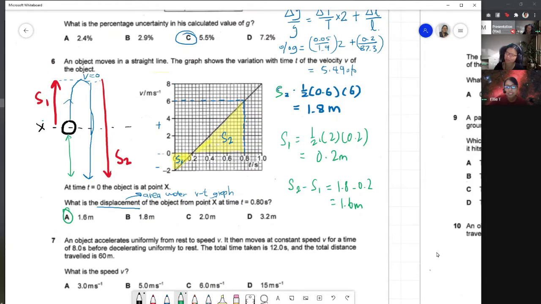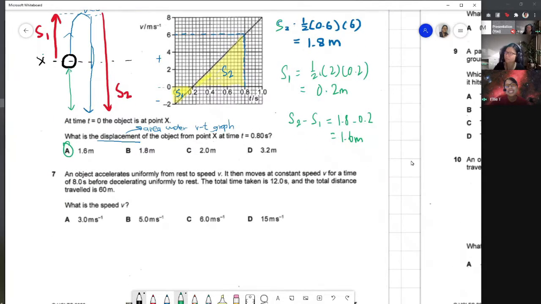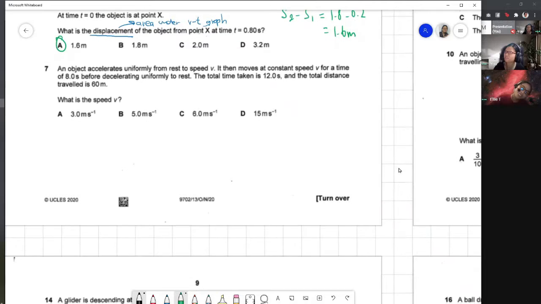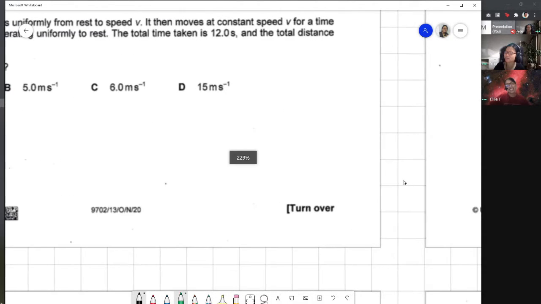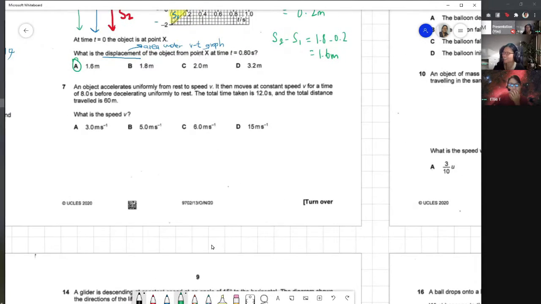Okay, 7. What do you think about question 7, Miss? I think this one is very deceptive. It gives you a headache the first time you look at it. Oh, okay, let's read first. Whoa, zoom in too much. Let's give us another headache.